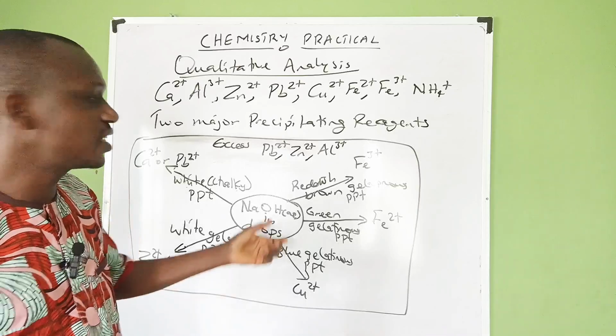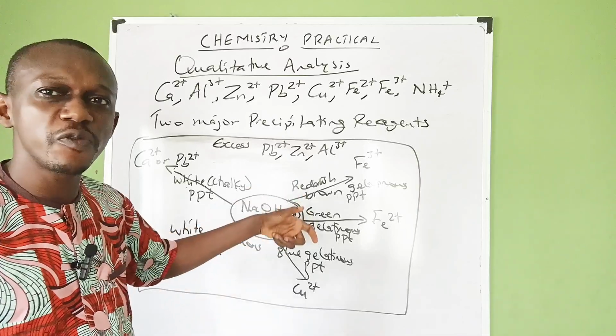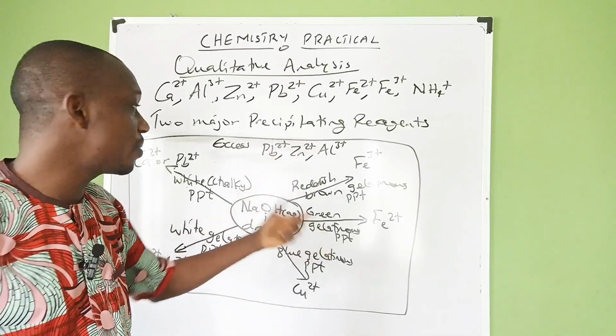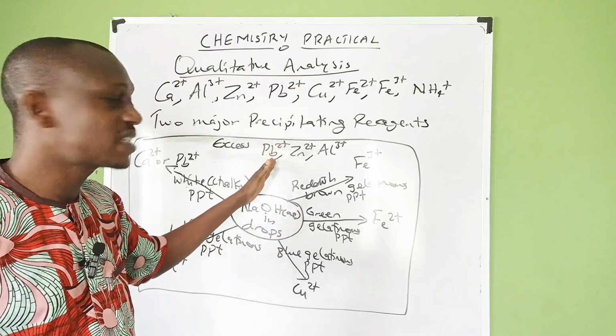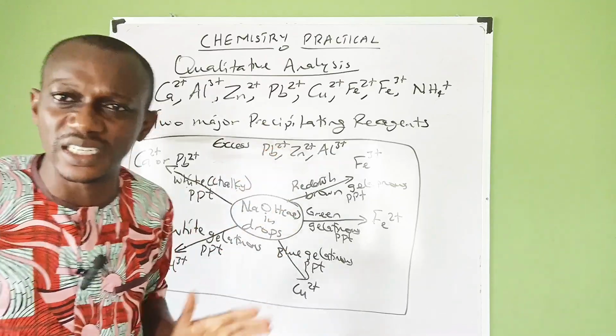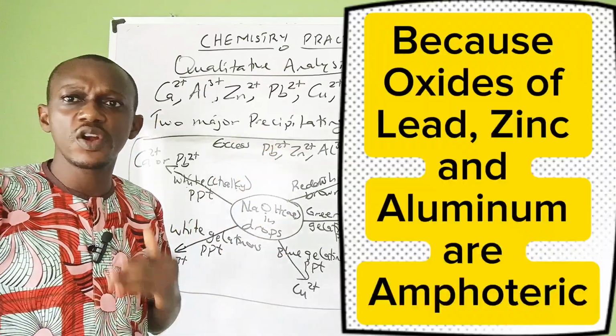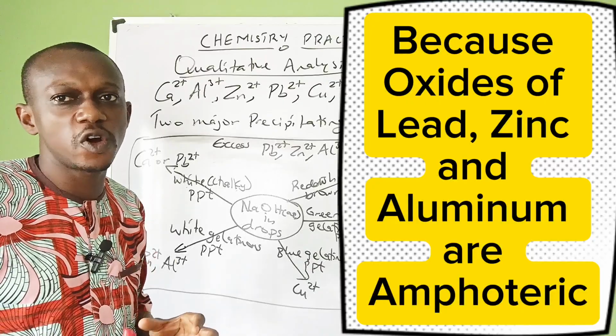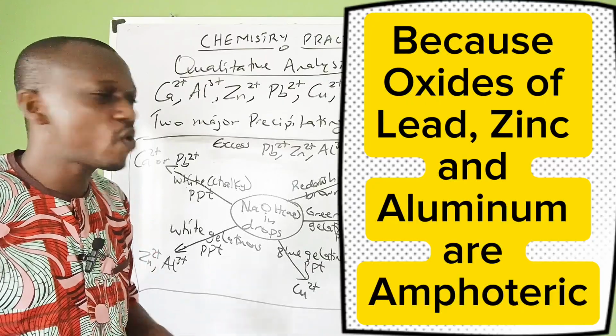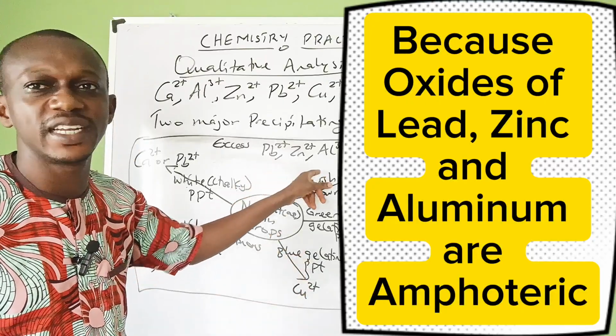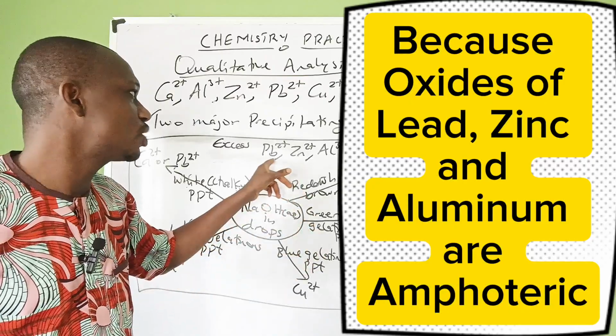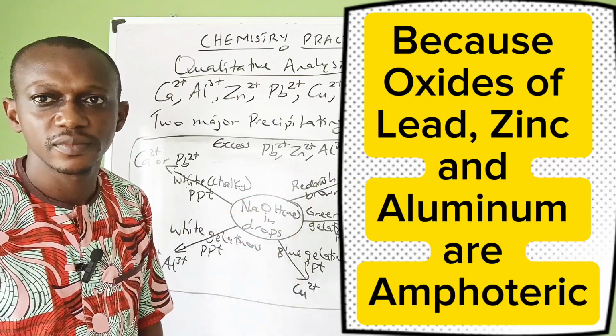Sodium hydroxide is a base, and metallic oxides are basic. A base cannot react with a base. That's why they always form a precipitate. But why do they react with it when you put it in excess? When it's in excess, these ones turn acidic.